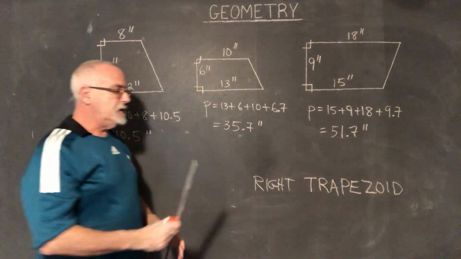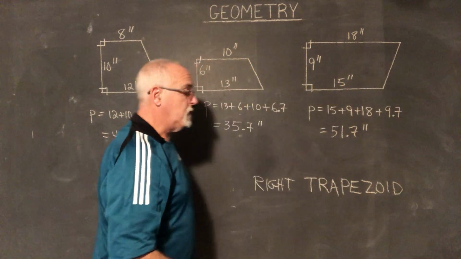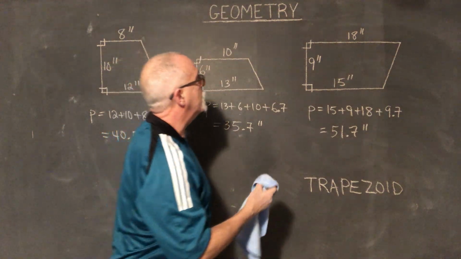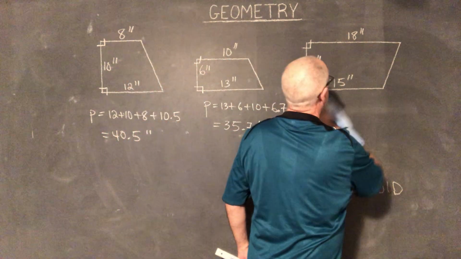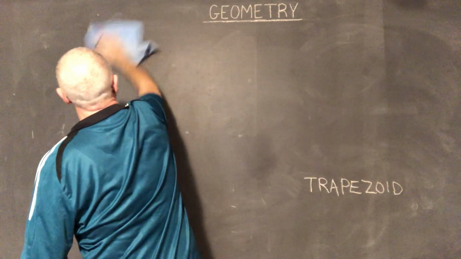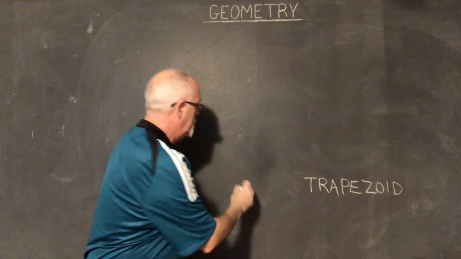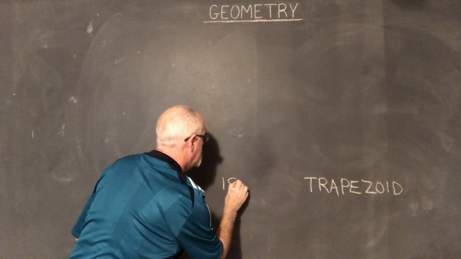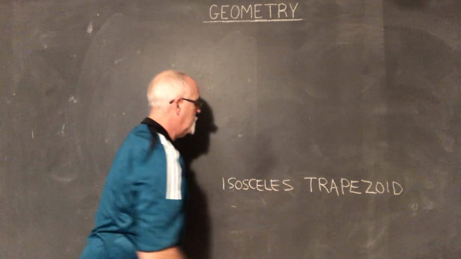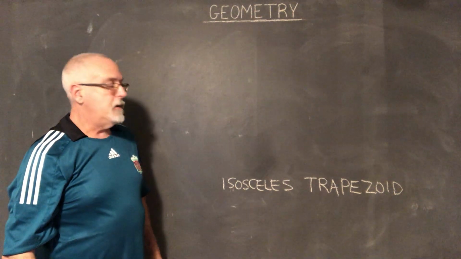But now I'm going to erase the word right, because I'm going to erase all of the right trapezoids and do the isosceles trapezoid, the second and last type of trapezoid that we are going to use in this lesson. So I need to write the word isosceles, which I can spell: isosceles.